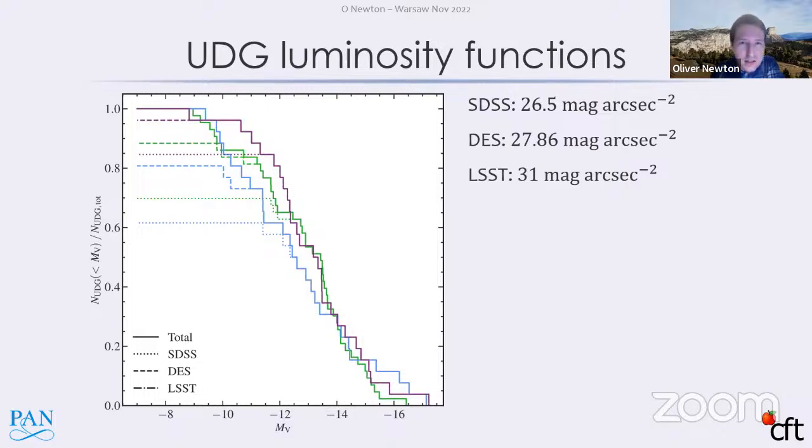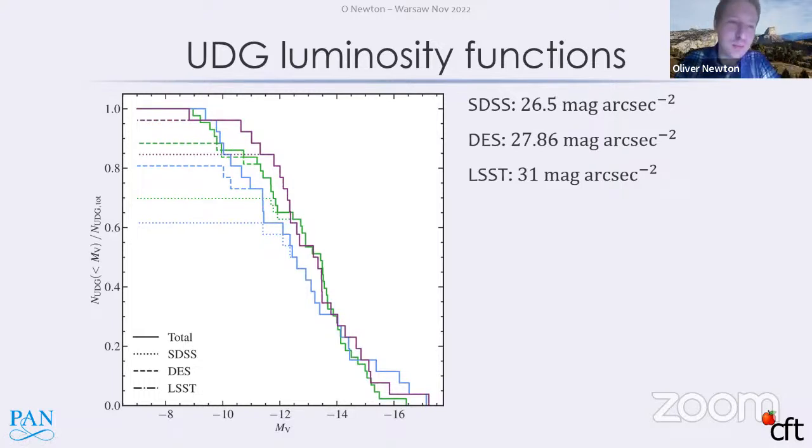Not sure where the legend's gone on that one, but basically the different colors represent 3 different simulations. And I've applied surface brightness cuts in the R-band for 3 different surveys: the SDSS, DES, and LSST. So for SDSS, you have these dotted lines here. For the Dark Energy Survey, you have dashed lines, so you're recovering a larger fraction of the population. And for LSST, this actually sits behind these solid lines, which represent the full total population.